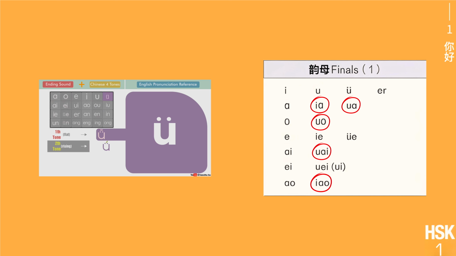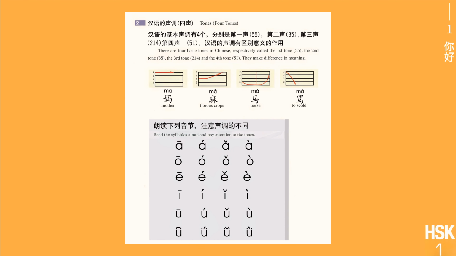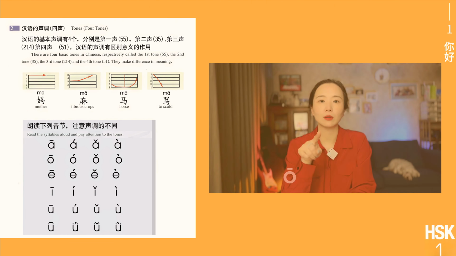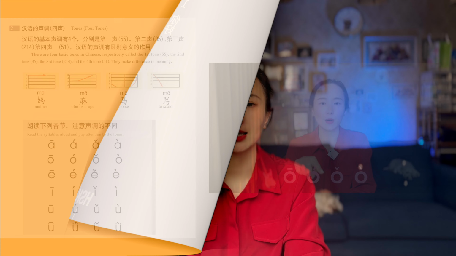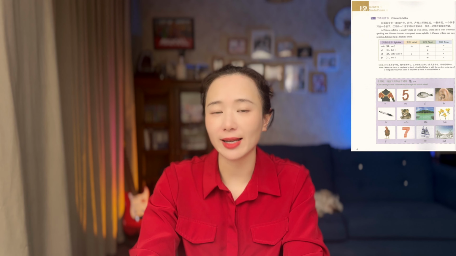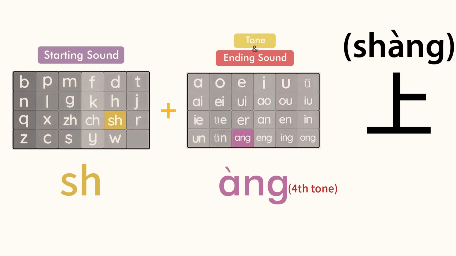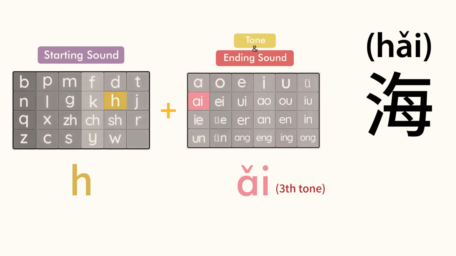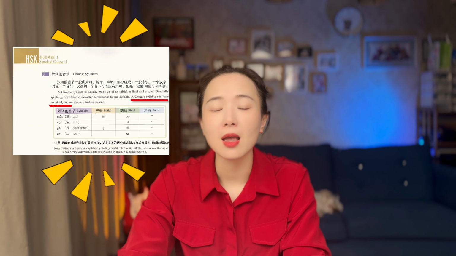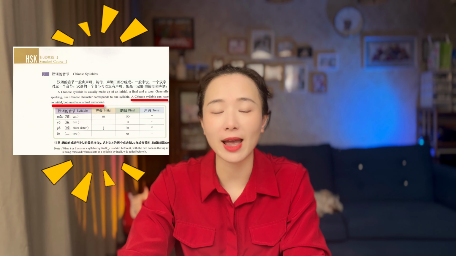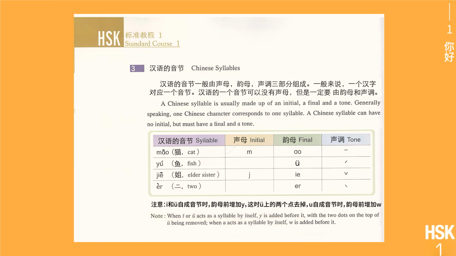Let's move on to tones. The best way to learn tones is to read out loud and use your fingers to show the movement. Next up, Chinese syllables. If you've watched my previous videos on pinyin, this should be easy for you. Now the key point. Some Chinese syllables don't have initials. Let's look at this chart.